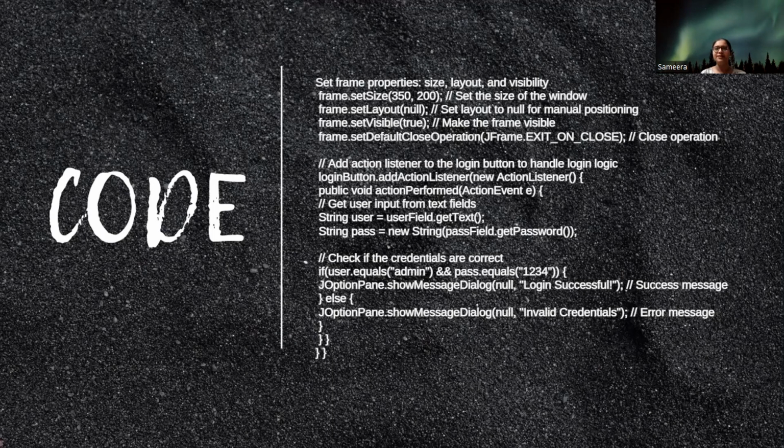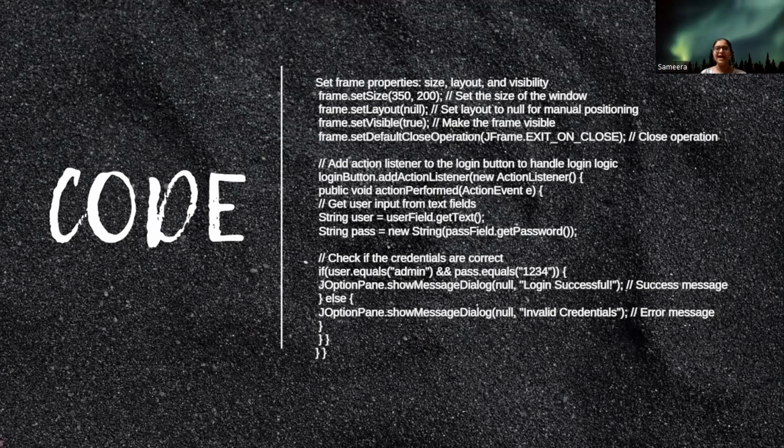Then we make the frame visible: frame.setVisible(true). frame.setDefaultCloseOperation(JFrame.EXIT_ON_CLOSE). This function closes the operation. Then we add an action listener to the login button to handle the login logic.